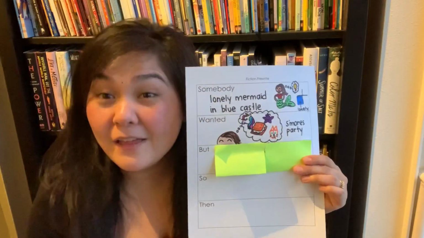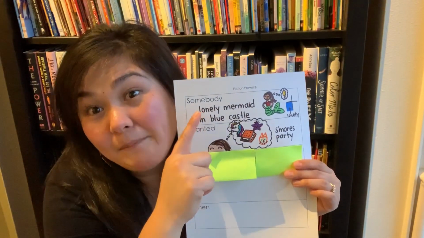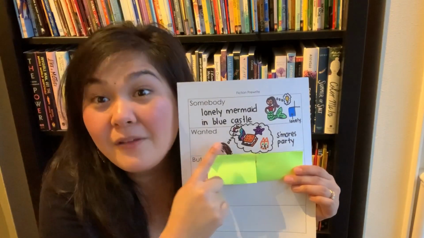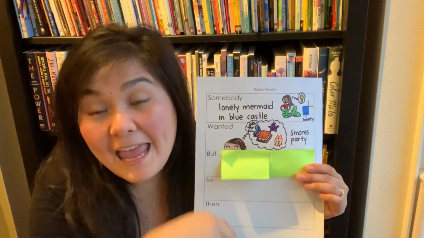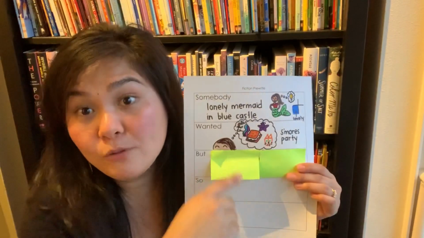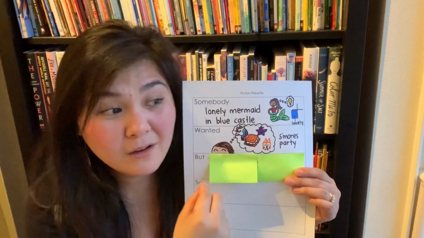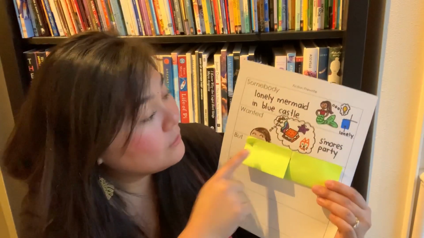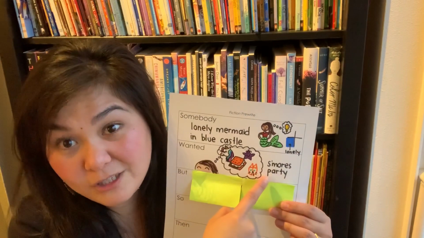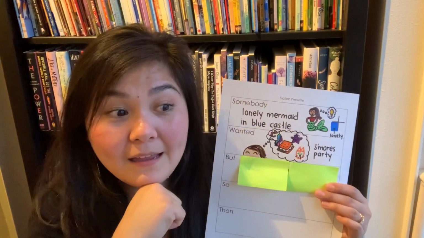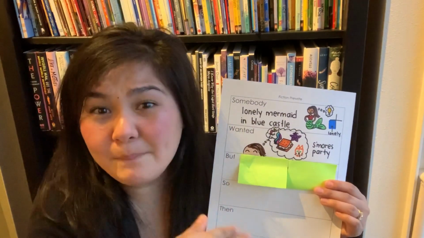So now that I know who my main character is and what my main character wants, I can think about the next part of my fiction story, which is the but part, which is the problem of the story. And you can think about the problem of the story as what is stopping your main character from getting what they want, from doing something they want, or having something that they want. So if I know that my main character, the Lonely Mermaid, really wants to host a s'mores party, I can think about what is stopping the Lonely Mermaid from hosting that s'mores party.